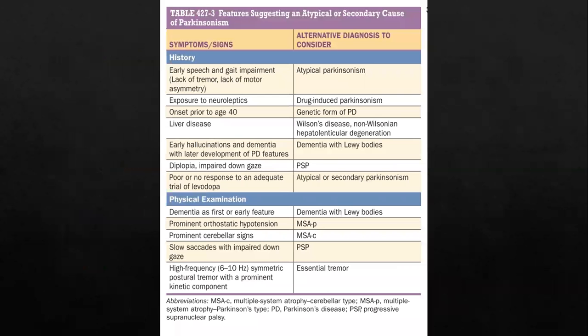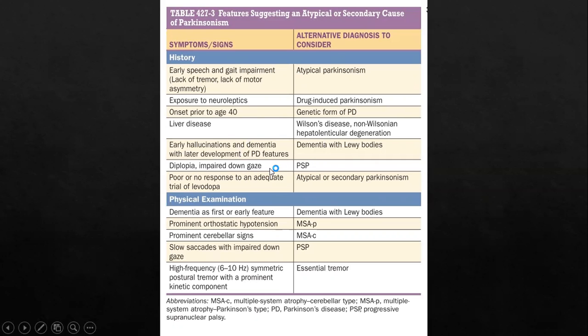Coming to the next thing, the features which suggest that it is atypical or secondary causes, which we have seen a little earlier itself. Early speech and gait impairment is going to be seen in atypical Parkinsonism. Neuroleptic agents cause drug-induced Parkinson's. Onset prior to 40 years, we can definitely think of a genetic form of Parkinson's. Liver disease, when it's associated, we can think of Wilson's disease or other non-Wilsonian hepatolenticular degeneration.